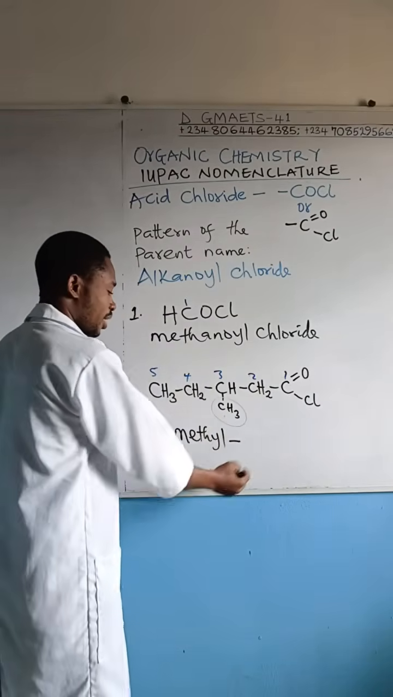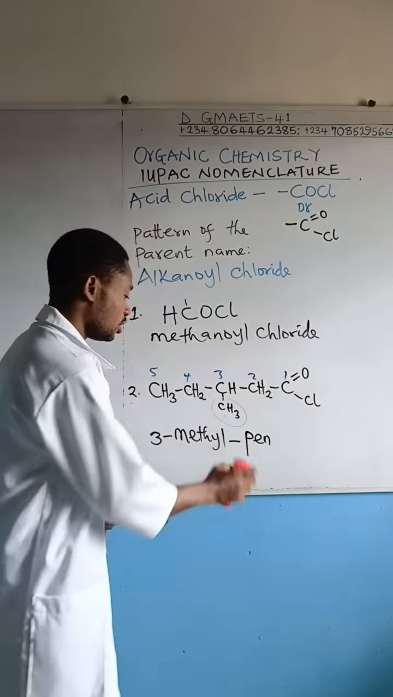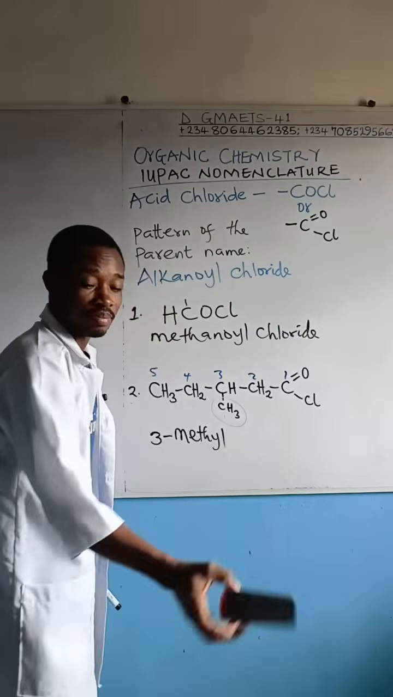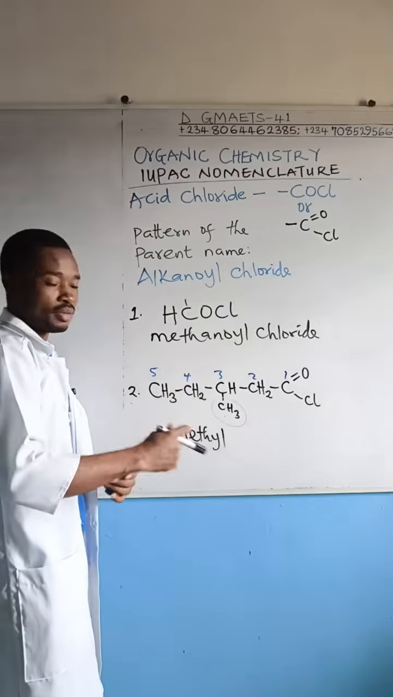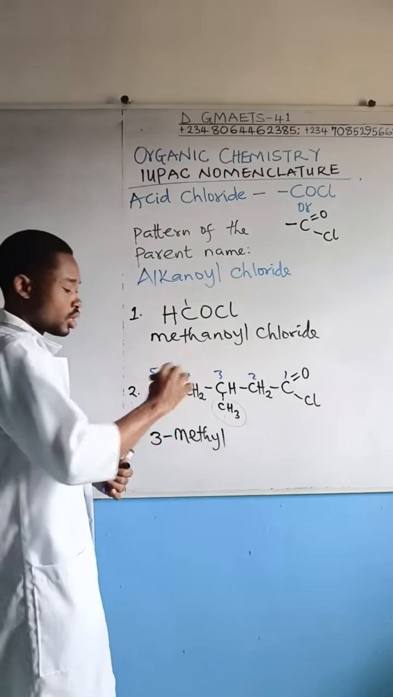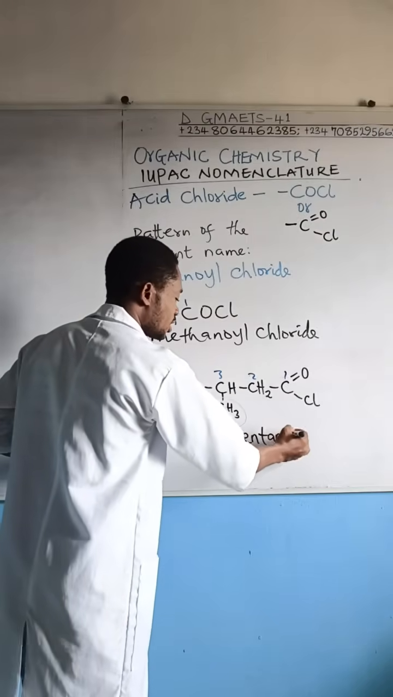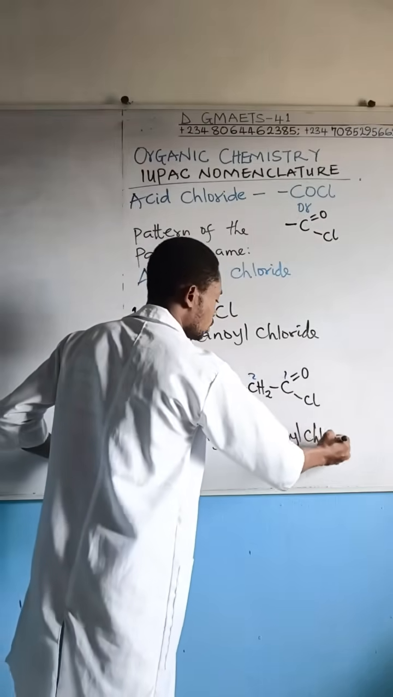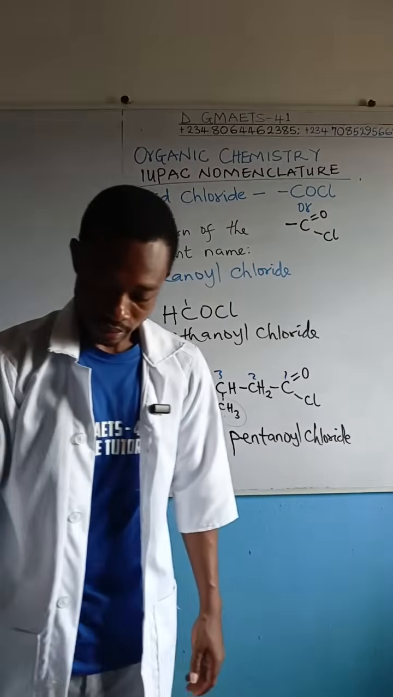So you name the parent. The 5 carbon atom is pent. There is no hyphen here. You don't put a hyphen between alphabets. It's between number and alphabet that you include a hyphen. Between numbers, you put a comma. 3-methyl. The parent name is pentanoyl chloride. That is it.